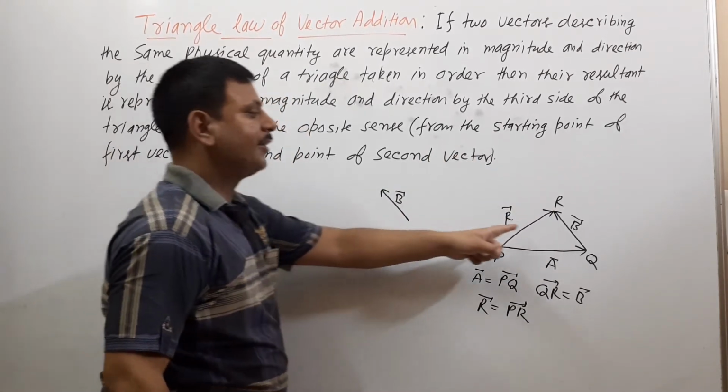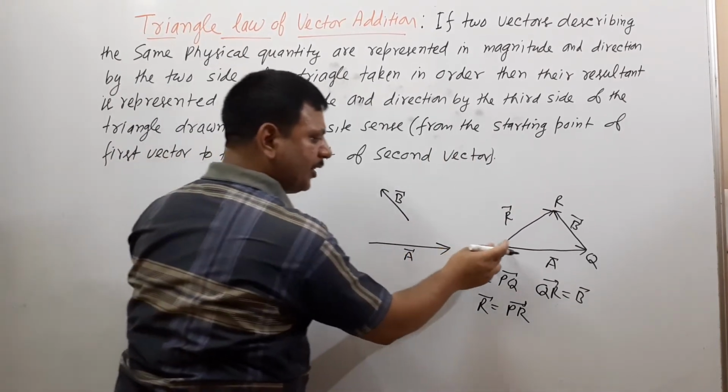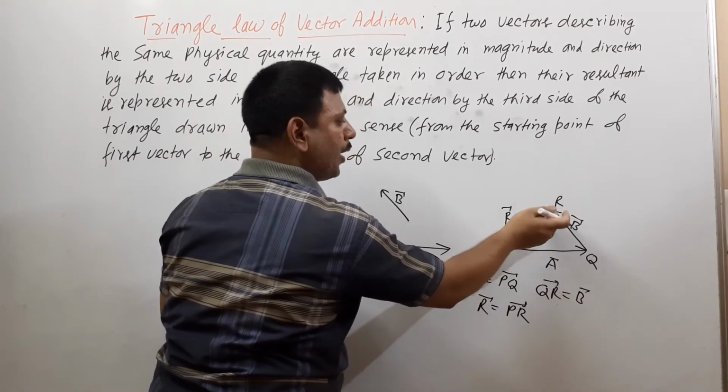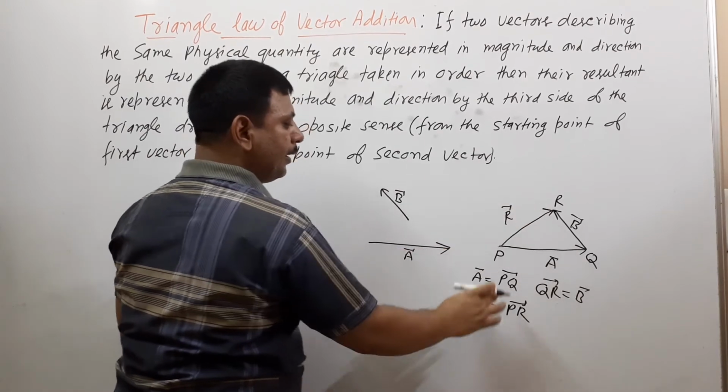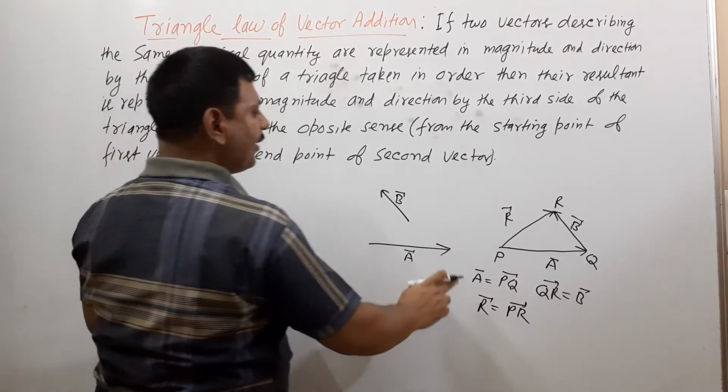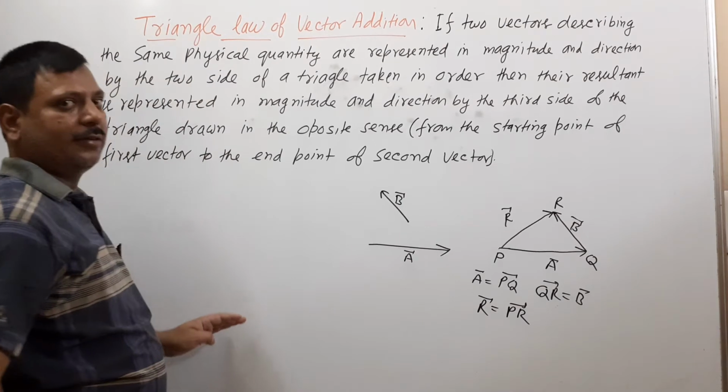Here, if you change the order, PQ then second QR, it will not be RP, the opposite order is PR. So PR will represent the resultant of these two vectors.